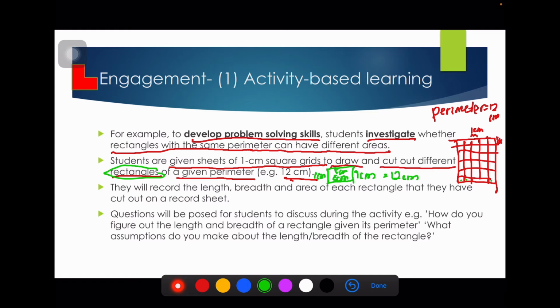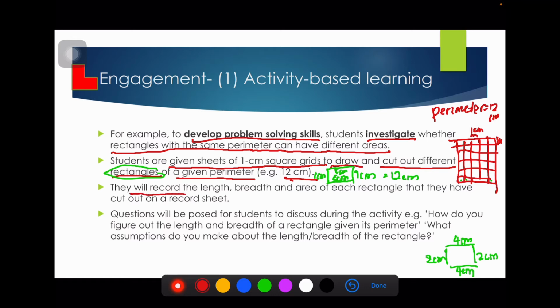Okay, so let's say for example we have another one. If this is 2 cm and this is 2 cm, the other one would be 4 cm and 4 cm. Okay, 4 plus 4 is 8, 8 plus 4 is 12. So that means the length and the width will be, one is 2 cm, the other one is 4 cm. So that means they can cut out different rectangles with different sides.